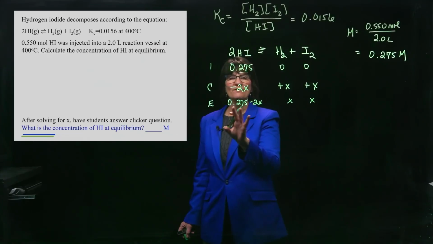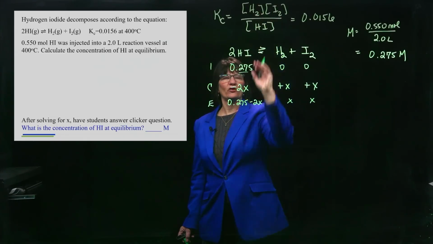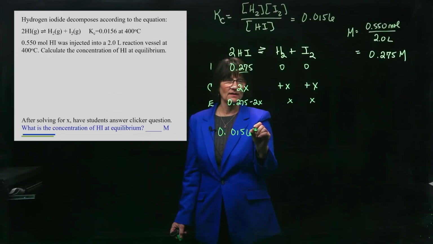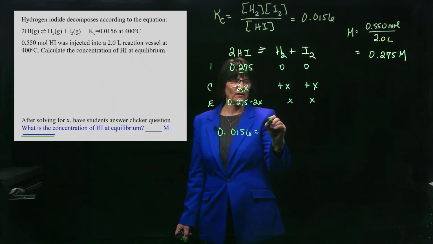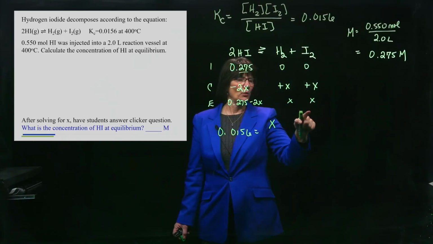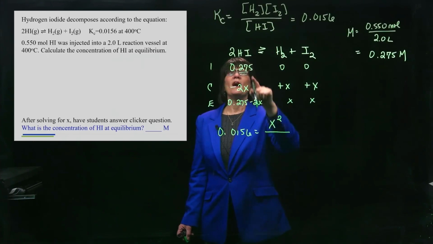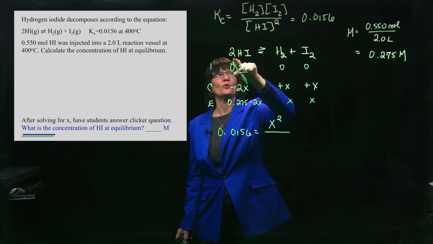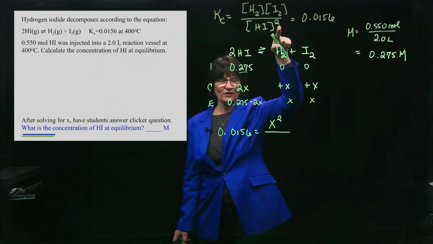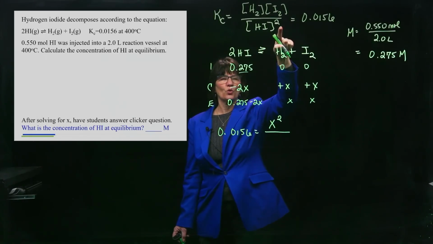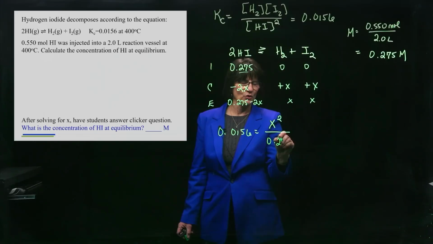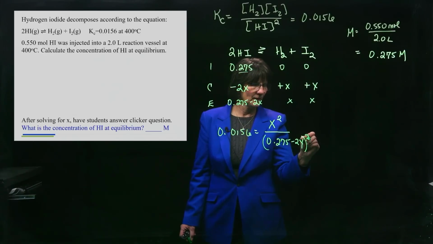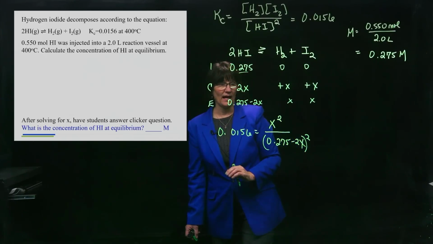And I'm going to take this information and plug it into my expression there. 0.0156 is equal to H2, which is x, times I2, which is x, divided by HI. Oops, I forgot something. That's very important. That 2 coefficient, raise the power of its coefficient. So HI squared, so it's 0.275 minus 2x, and that squared. And this is something that I love seeing. I look for it.